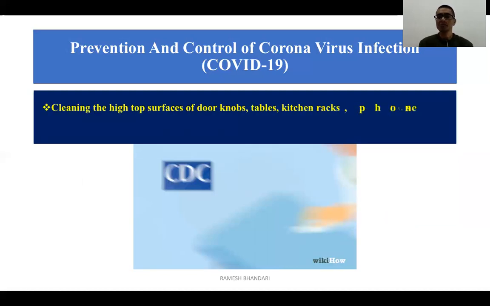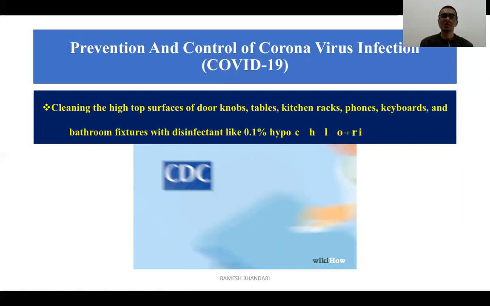Another important step in controlling and preventing COVID-19 virus infections is cleaning high-touch surface areas such as doorknobs, tables, kitchen racks, phones, keyboards, and bathroom fixtures with different types of commercially available disinfectants, such as 0.1% hypochlorite solution, ethyl alcohols, or isopropyl alcohols.